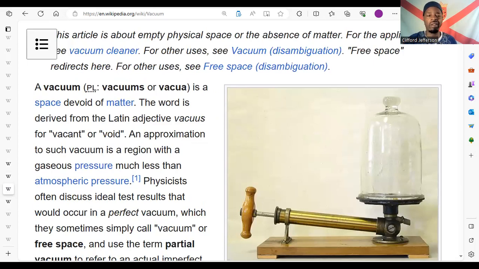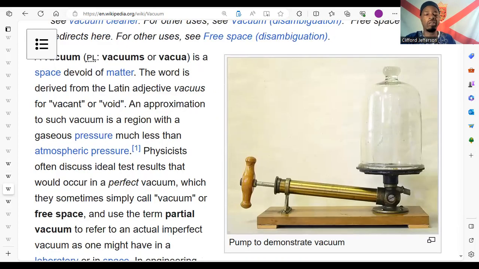Vacuum is a space devoid of matter, as I said. The word is derived from the Latin adjective vacus for vacant or void. All right. Approximate to such vacuum is a region with the gaseous pressure much less than atmospheric pressure.